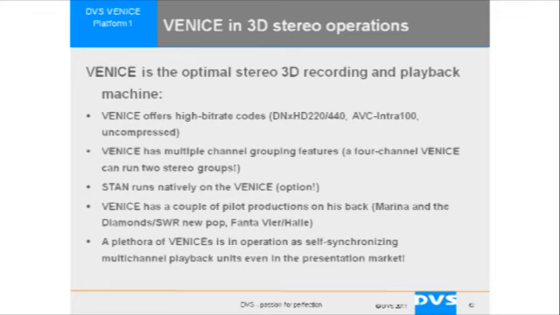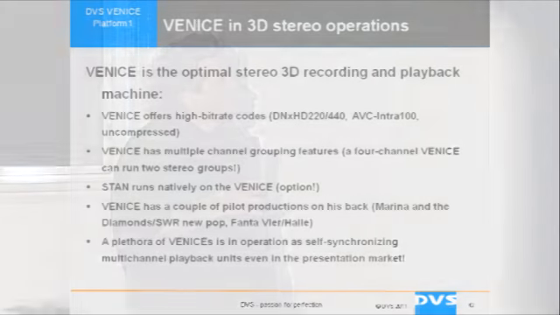3D. Venice is a multi-channel server. It has 2 or 4 channels, so it could be easily used to record 1 or 2 3D recording sessions. We offer high bitrate codecs for doing this job, AVC-Intra 100, for example, or HD 220/40, or even uncompressed to do this. We have the channel grouping feature, so for one instance, it's very easy to record stereo material live. A new option is Stan for that.